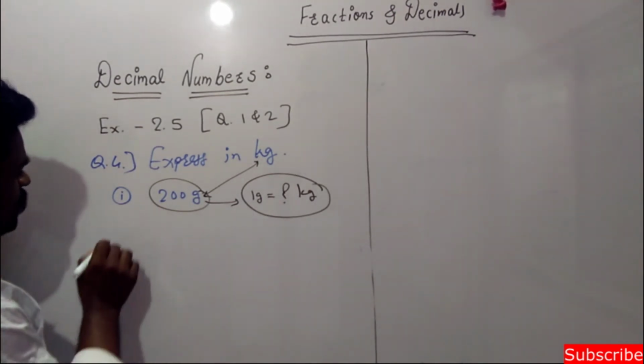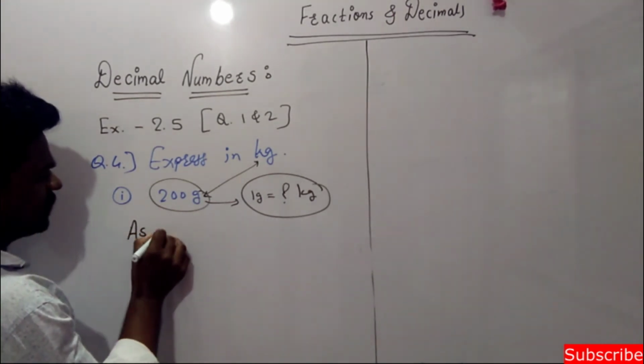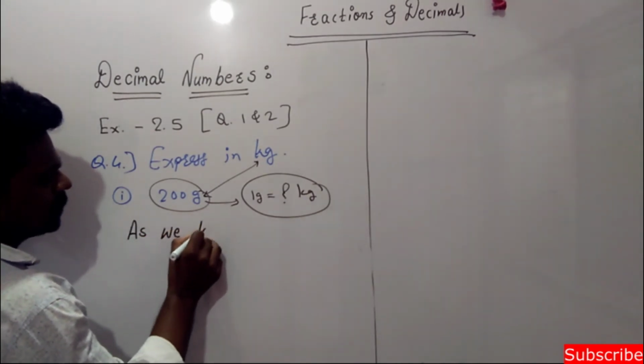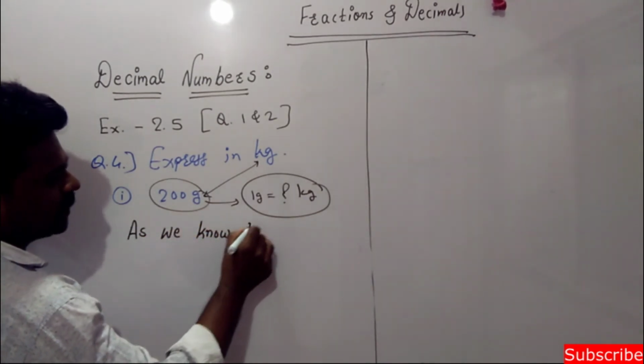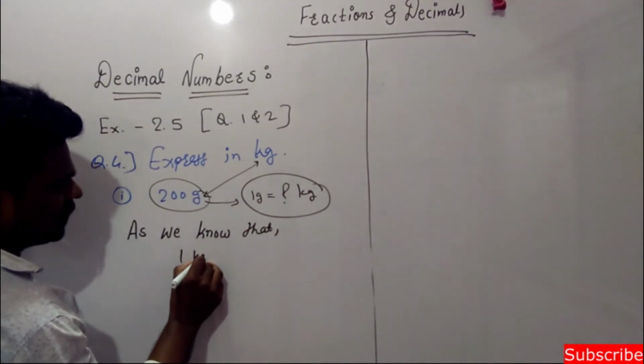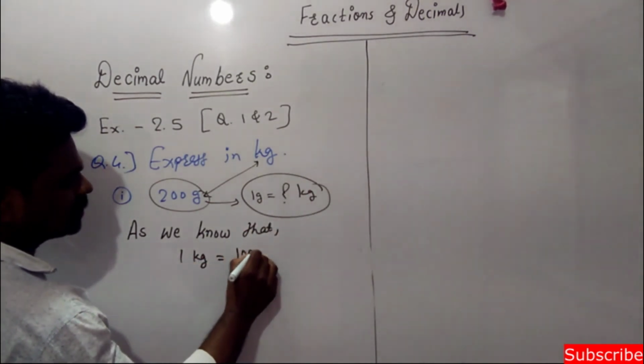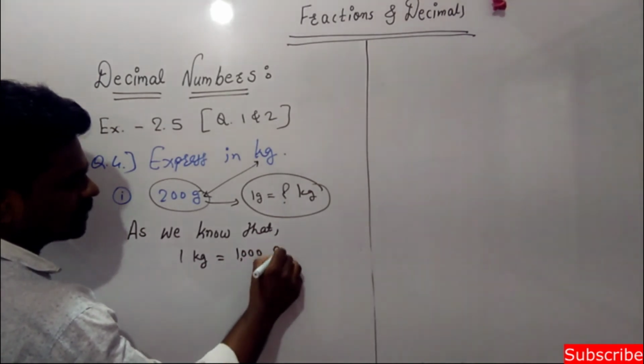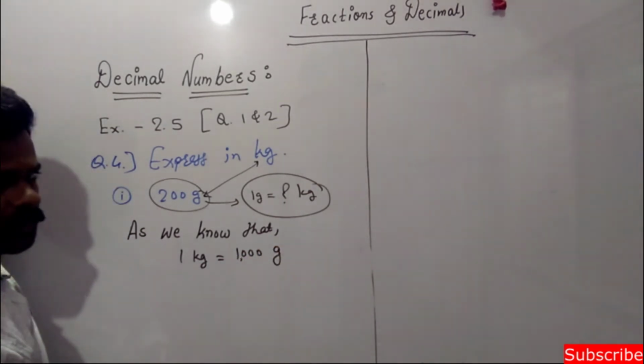Okay, so as we know that, 1 kilogram is equal to 1000 gram.